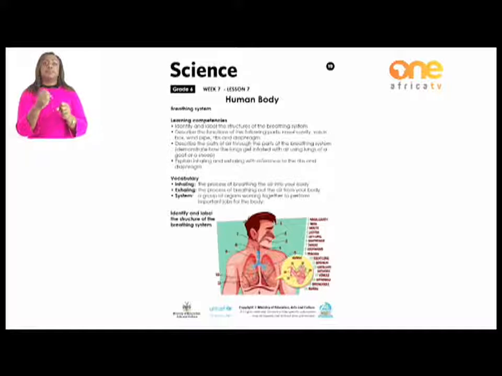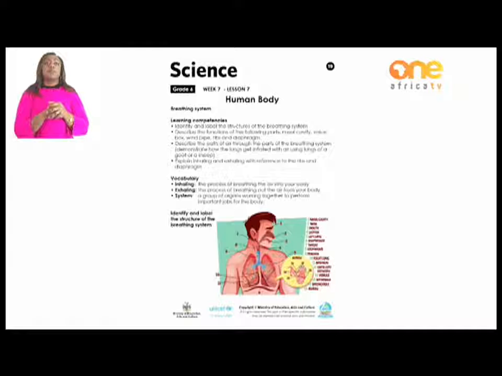which is breathing system. The first word is inhaling. What is inhaling? Inhaling means the process of breathing the air into your body. It means the air is getting into your body. Exhaling? Exhaling is the process of breathing out the air from your body, meaning that the air that you breathe in the first place has now to go out of your body.